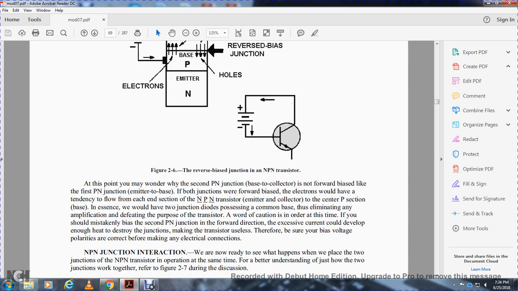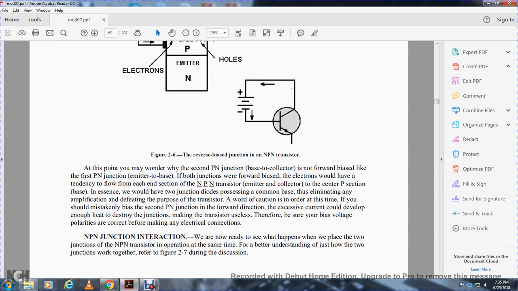If you forward bias that junction, the electrons would tend to flow from each end section of the negative-positive-negative transistor, the emitter and the collector, into the center positive section, the base. In essence, you would have two junction diodes sharing a common base, eliminating any amplification and defeating the purpose of the transistor. A word of caution is in order. If you mistakenly bias the second positive-negative junction in the forward direction, excessive current could develop, along with enough heat to destroy the junction, making the transistor useless.